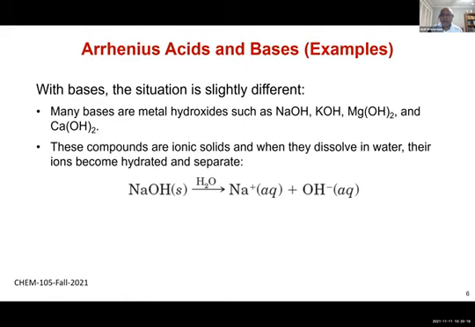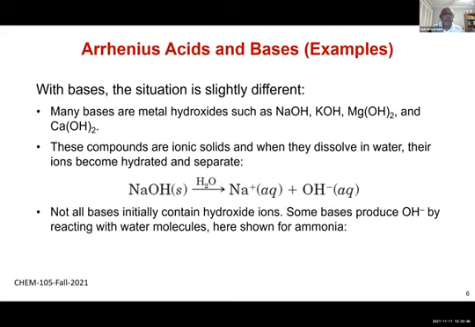For example, sodium hydroxide dissolves in water. HCl dissociates in water, but sodium hydroxide dissolves in water and produces separated sodium ion and hydroxide ion, hydrated with water molecules surrounding them. Not all bases initially contain hydroxide ions. So some bases don't have OH ions.